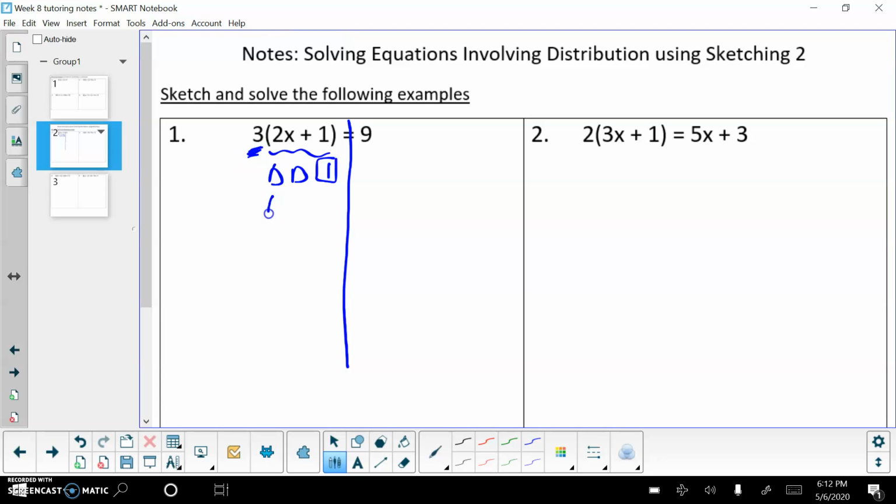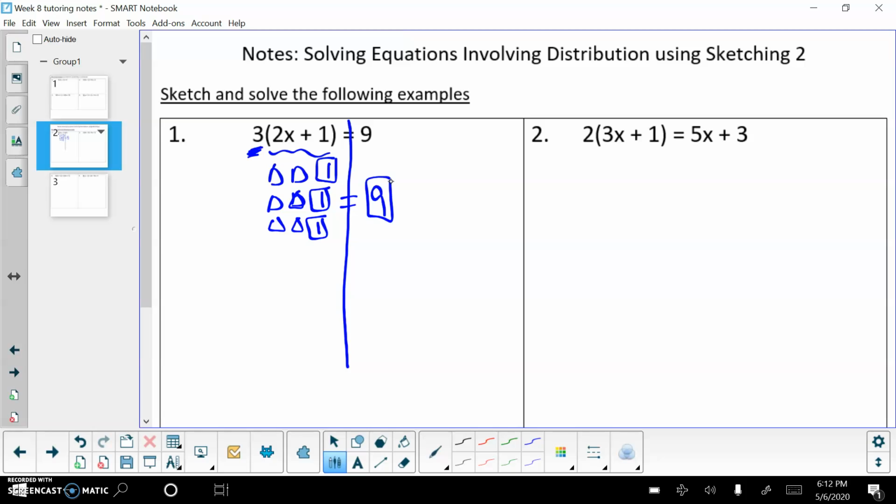I have the first set. Here's the second set, 2 triangles and a 1 cube. And here's the third set, 2 triangles and a 1 cube. And that's all equaling a 9, and that's a 9 cube. Now if I want to put these together, remember we can rearrange or combine on one side.